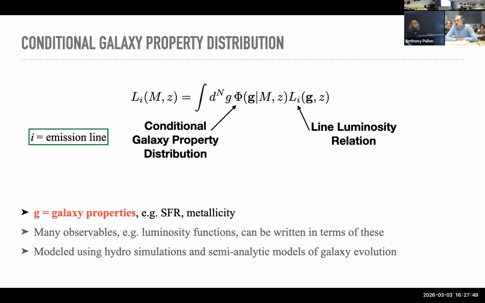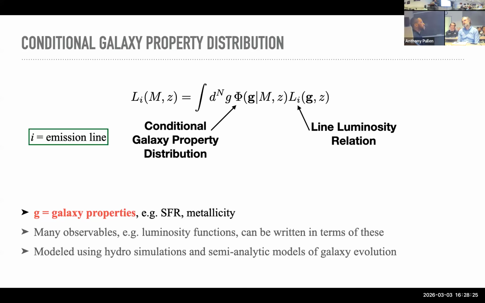And so the goal of this is to say, well, maybe the thing we actually want to know for characterizing galaxy evolution is this quantity here, which we call the conditional galaxy property distribution. It characterizes, given a halo of mass m at redshift z, what galaxy properties could be produced on a galaxy hosted by this halo. But the other piece of information you need to know we call the line luminosity relation. This tells us, given a set of galaxy properties, what will be the luminosities for the lines that are associated with that galaxy. Okay.